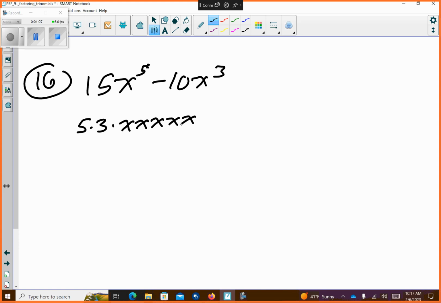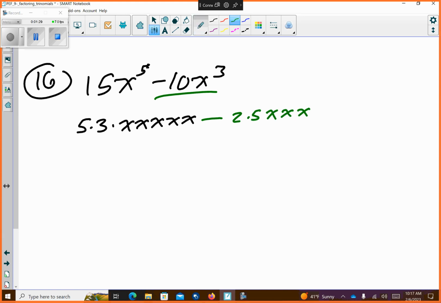Is that okay so far? Yes. So then let's break down the 10. So I have minus. I don't care about 1 times 10. What other 2 things can I multiply together to give me 10? 2 and 5. Very good. And then I have 3 of these x's.